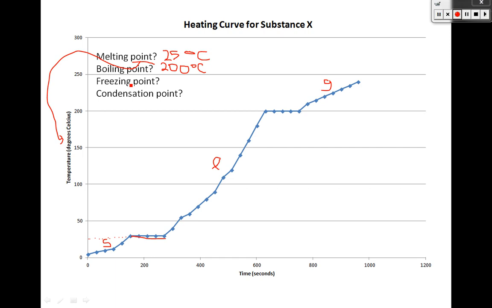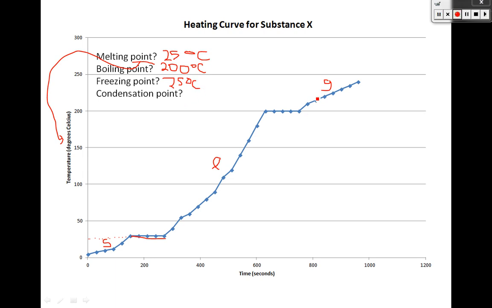Okay? So now if I want my freezing point, if I remember from before, one of my tricks is I know my freezing point is just the opposite of my melting point, so it's got to be 25 degrees. But I also know that it goes from liquid to solid, and the temperature doesn't change, so it's got to be this line again. So that's my 25 degrees Celsius.